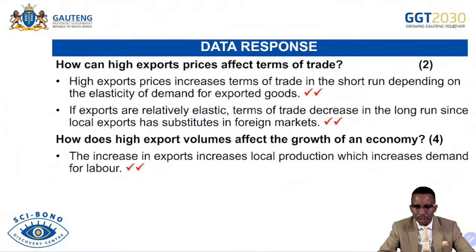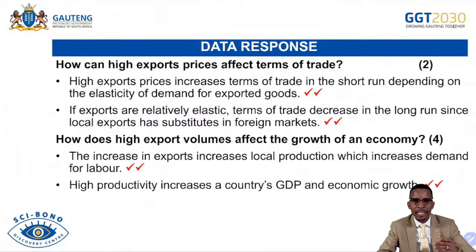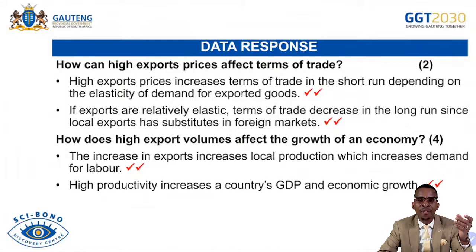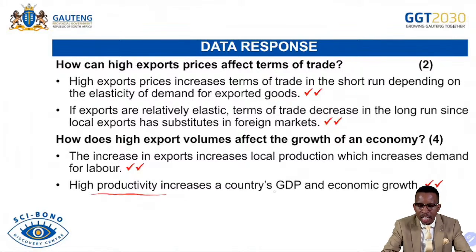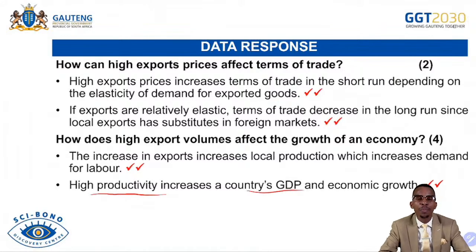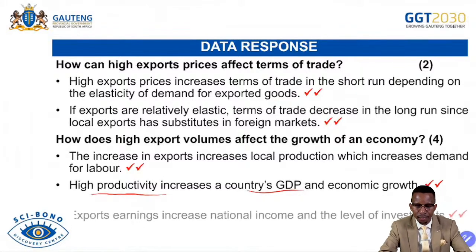The increase in exports increases local production, which increases the demand for labor. As there will be more demand for labor, there will be more income. With more income available, there will be greater demand for goods and services, encouraging local firms to produce more goods because the demand will be increasing. High productivity increases the country's GDP and economic growth. So if there is a high level of productivity, there will be a high level of real GDP, and also a high level of economic growth.